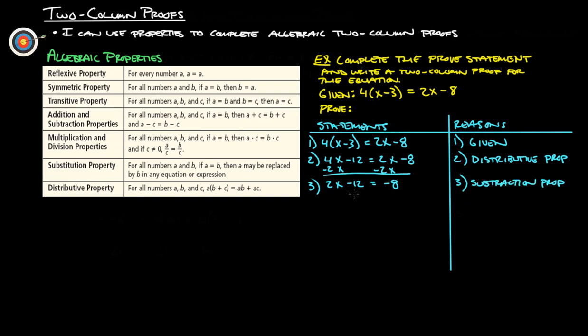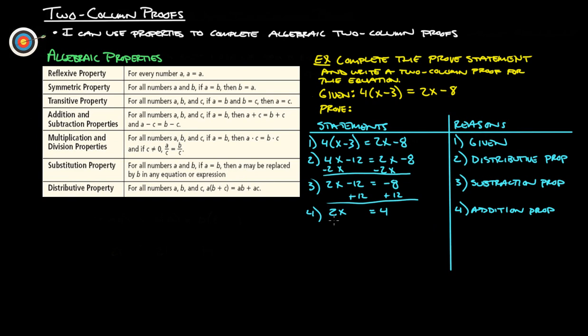Okay, next, we've got the x's on one side. Let's move this 12 over. So we're going to have to add 12 to both sides. And we're left with 2x here, and then negative 8 and 12 gives us 4. So how did we do that? We added to both sides, so that would be the addition property. Okay, so now we're at 2x equals 4.